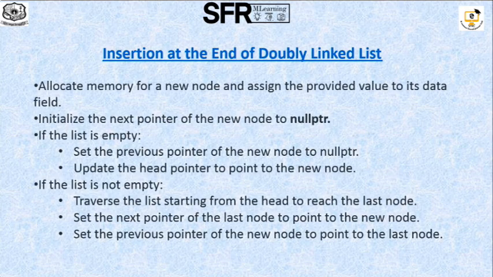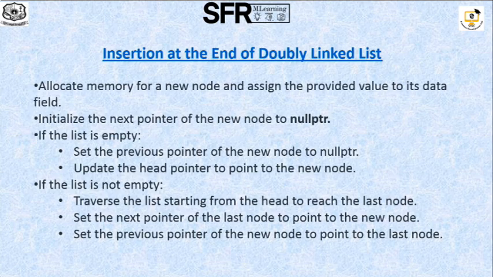The second method is inserting data at the end. Same as before, first we allocate memory for a new node and assign the provided value to the data field. Next, we initialize the next pointer of the new node to null. Here come 2 options: the list is empty, or the list is not empty. If the list is empty, set the previous pointer of the new node to null, because we are just going to insert a new node. Next, update the head pointer to point to the new node. The process is very simple.